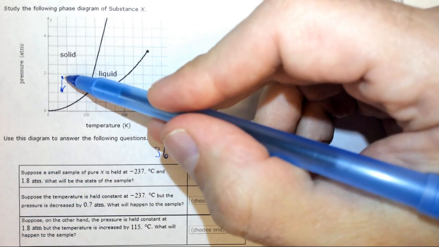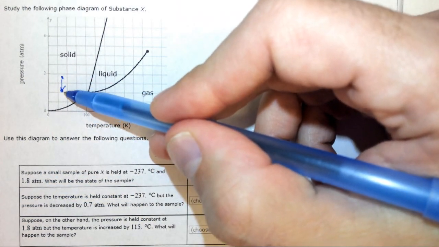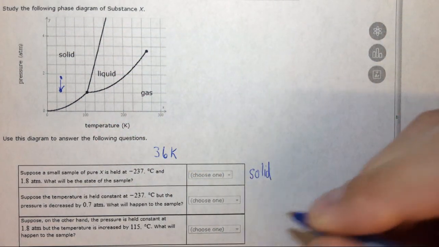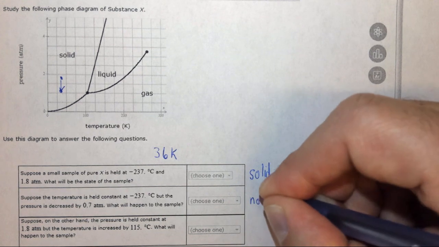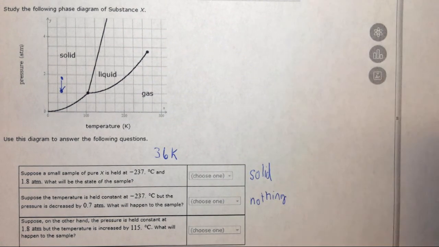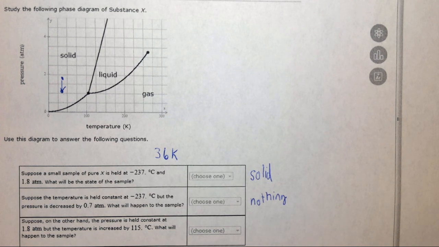So we started at about 1.8 atmospheres and we went down to about 1.1 atmospheres, and we're still in the solid. So what happens to the sample? Nothing. As far as phase change, nothing actually happens to the sample.